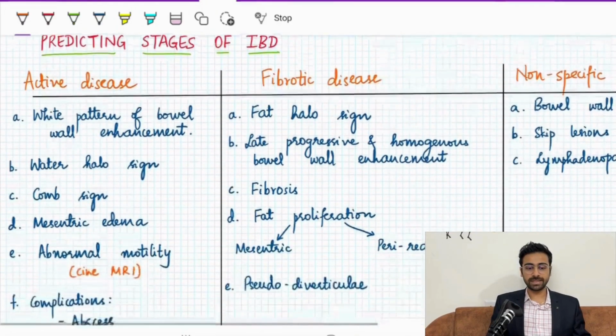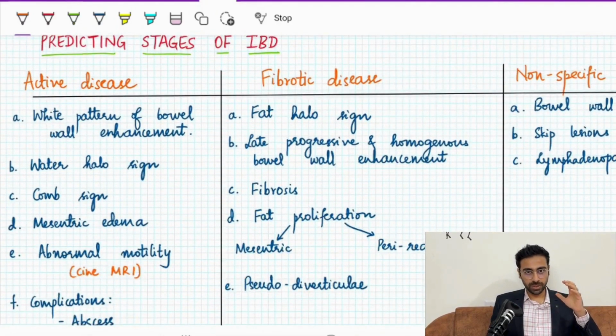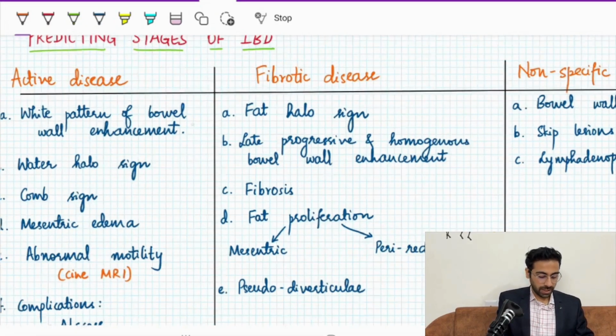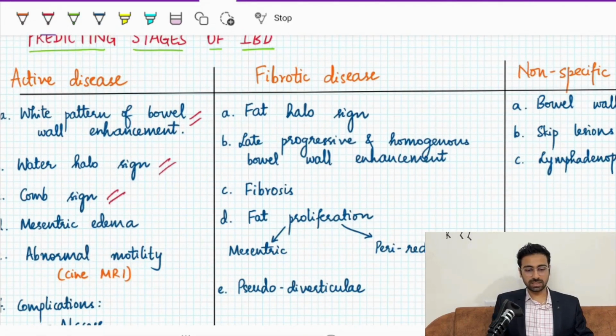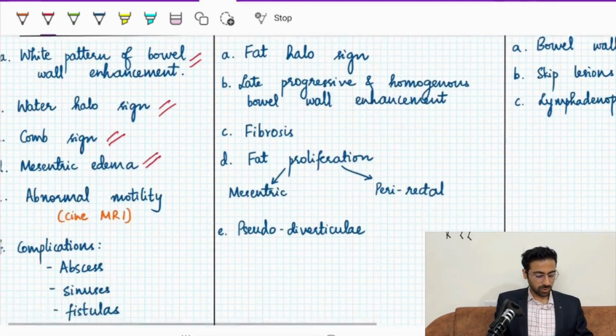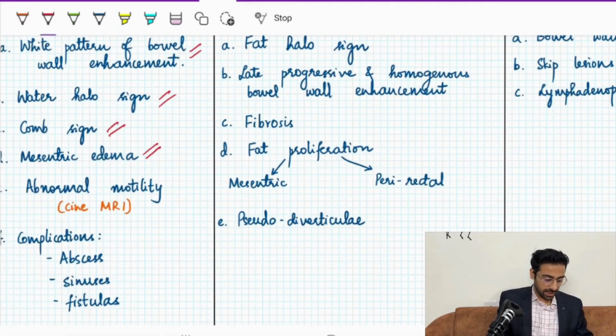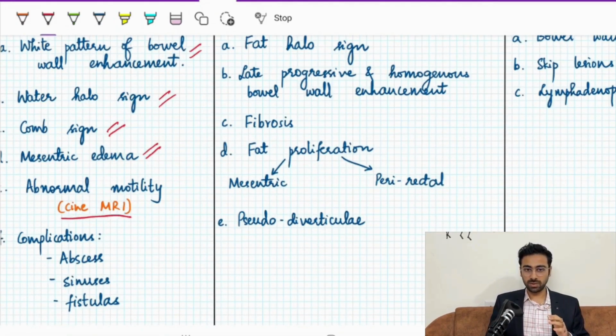Now these are predicting the stages of IBD. There are certain pointers towards active stage, certain pointers towards fibrotic stage or the remission stage or the chronic stage, and certain pointers towards the non-specific stage. Active stage, as I have been already mentioning throughout our discussion, that white pattern of bowel enhancement, water halo sign, Comb sign. These are signs of active stage of the disease. Mesenteric edema is also a sign of active stage. Now, abnormal motility. We do something known as cine MRI. More on cine MRI I shall be covering in our MR enterography discussion module.